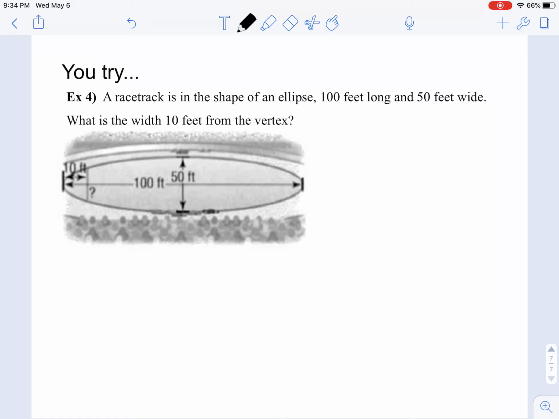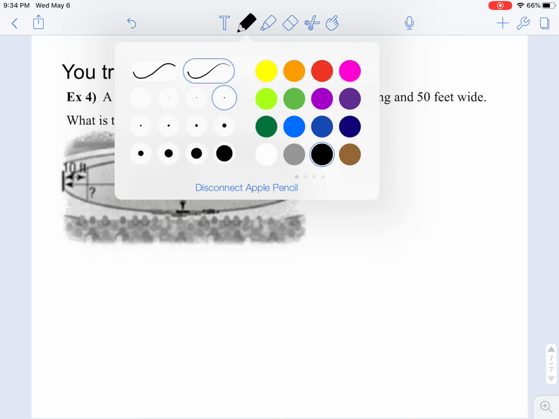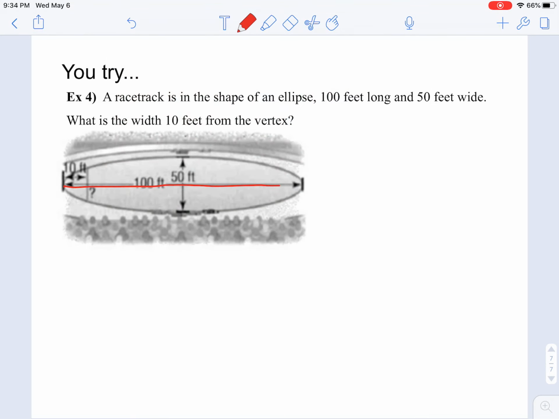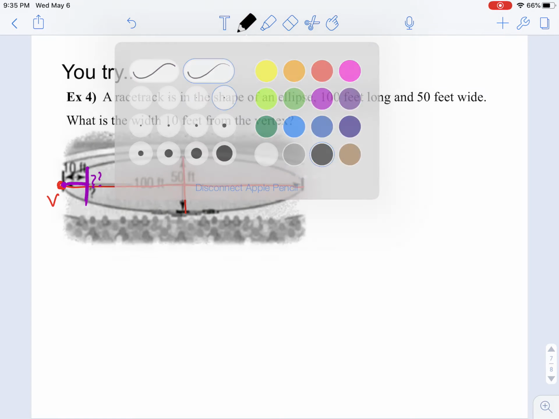Okay, last example. This one is a racetrack in the shape of an ellipse. And you can see from our diagram as well as in the writing, we know that the racetrack itself is 100 feet long. We know that the width of this racetrack is 50 feet wide. We want to know what is the width 10 feet from the vertex. So if my vertex point is here and I go in from that vertex point 10 feet, I want to know how wide is it 10 feet from that vertex.